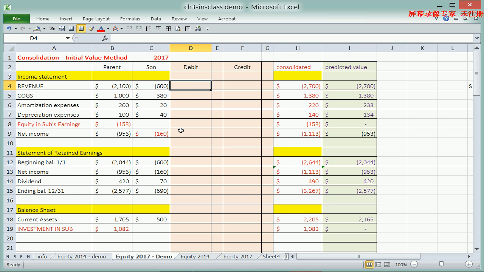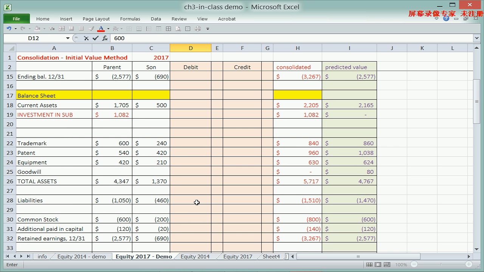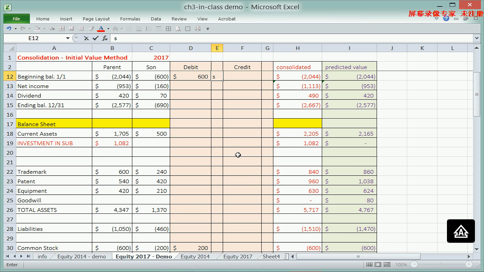So let's start with the S entry. Okay, mechanically speaking, now you should be very familiar with the elimination process. So the S entry always starts with the beginning balance of the retained earnings of the subsidiary and common stock and retained earnings. Okay, so these are the S entries.